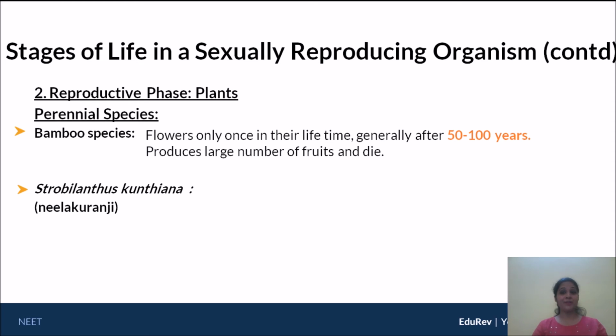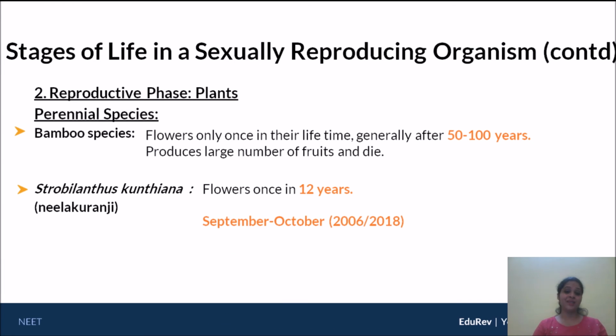Now, one amazing concept is with regard to Nilakuranji. This particular plant will flower once in 12 years, and it generally flowers around September to October. The last time that at least your NCERT textbook or most of your reference books will give you is in the year 2006. However, if you count 12 years from then, it did flower again in the year 2018. So you need to remember that particular concept.